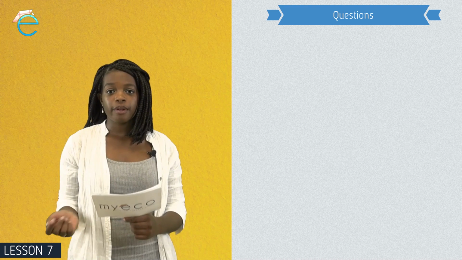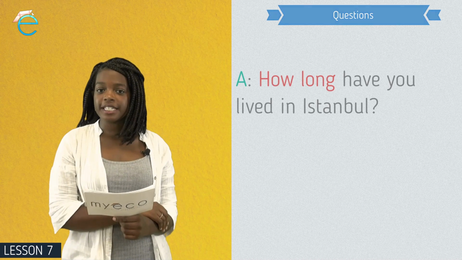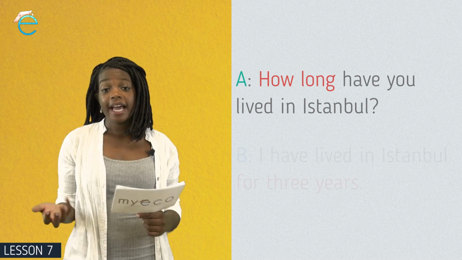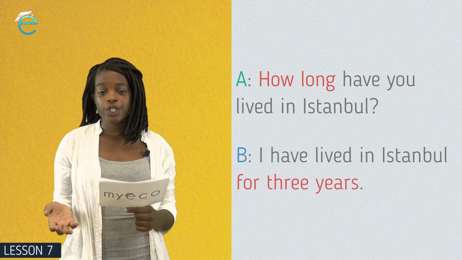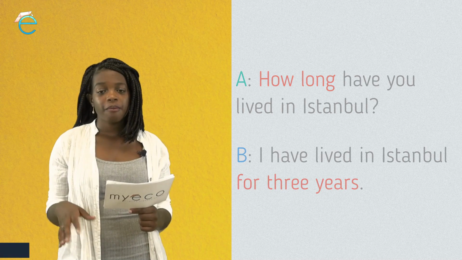When asking questions, we normally use how. So, for example, how long have you lived in Istanbul? As an answer, I have lived in Istanbul for 3 years, or if I want something shorter, for 3 years. So, now we've seen how present perfect tense works.